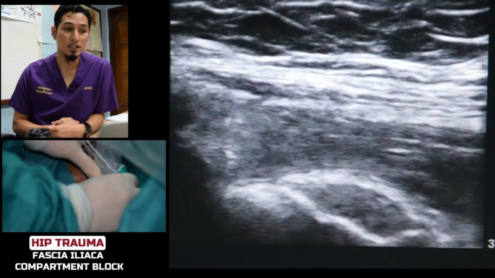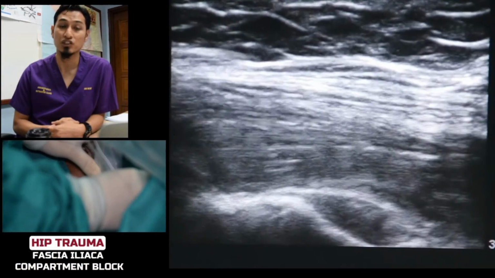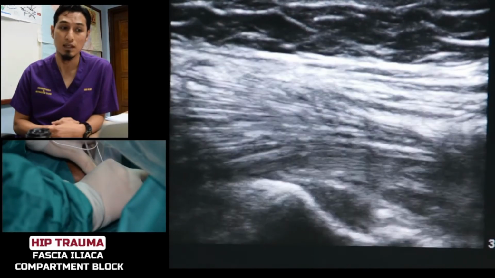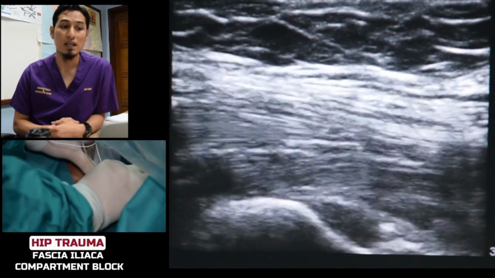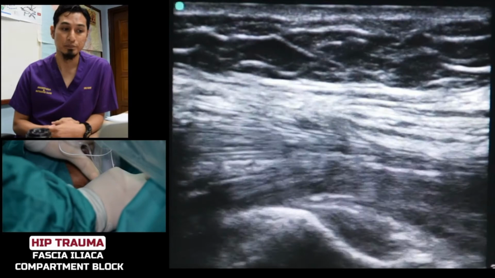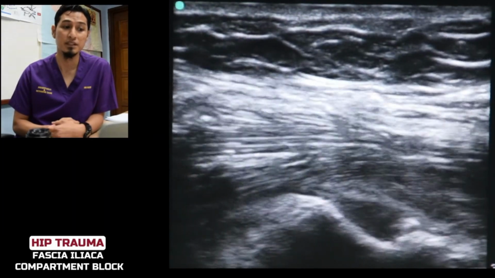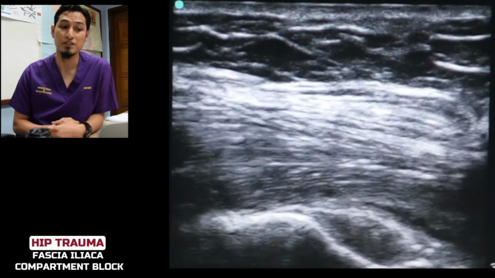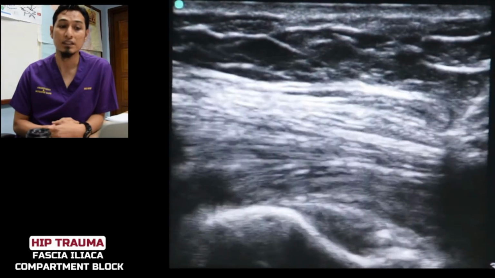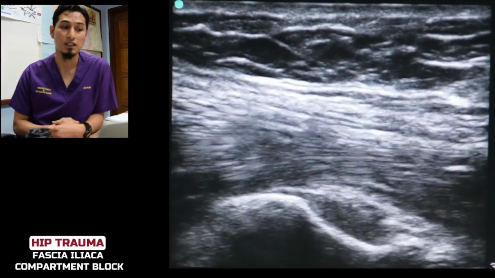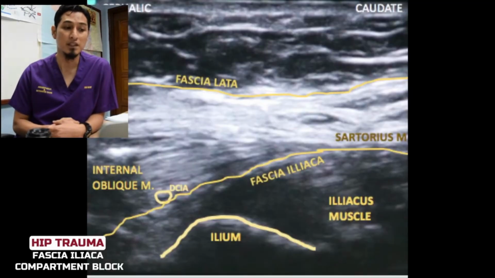We are using Stimuplex Ultra 360 80mm needle using in-plane approach. Here, the needle already pierced the first fascia, which is fascia lata. Now the needle is approaching fascia iliaca. This is the sonoanatomy that we need to identify. The most superficial fascia is fascia lata. Just beneath this is fascia iliaca.